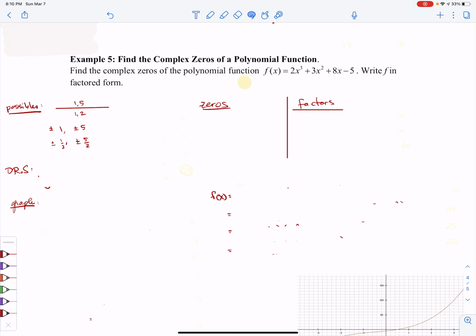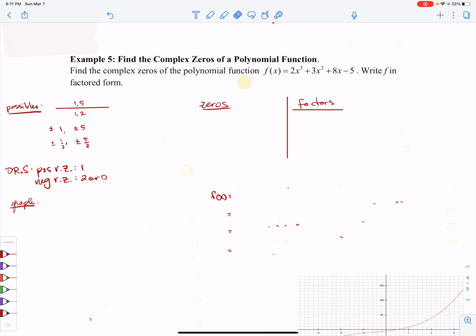And then if we look at Descartes' rule of signs, there's only one positive real zero because there's only one sign change in f of x. And then if you plug in a negative x, you will find that there are 2 sign changes for f of negative x. So we will have either 2 or 0 negative real zeros.